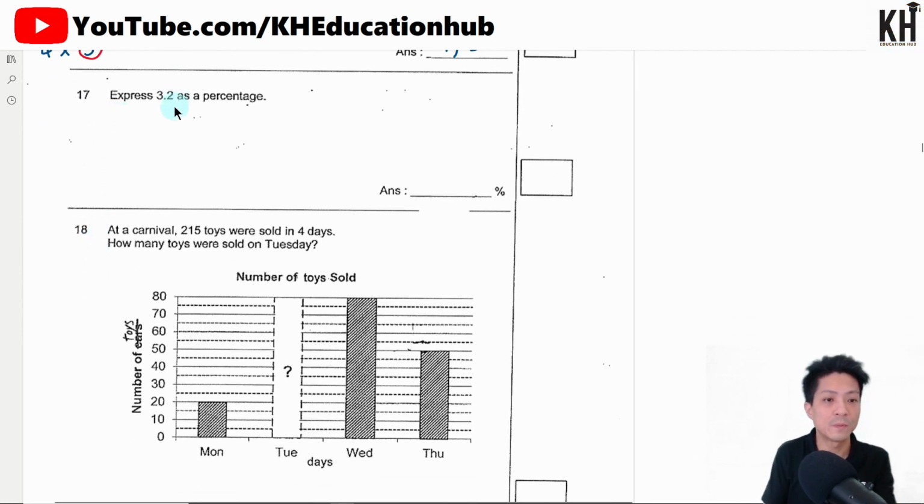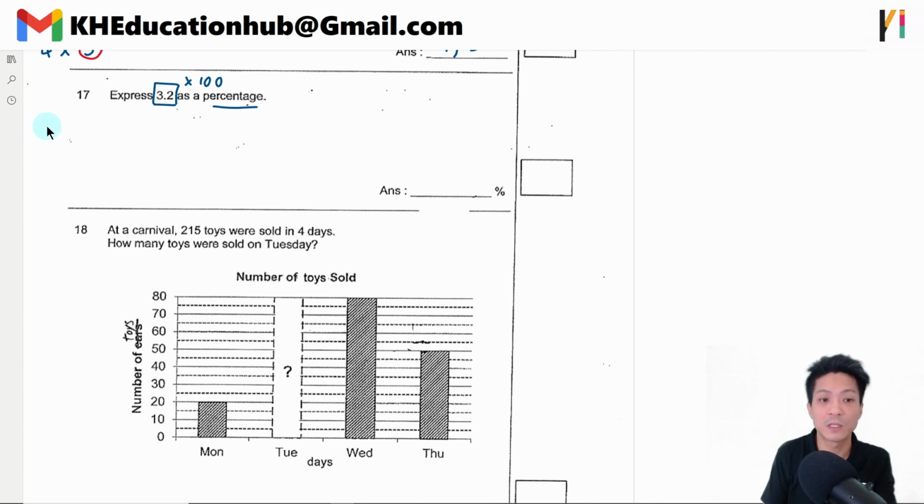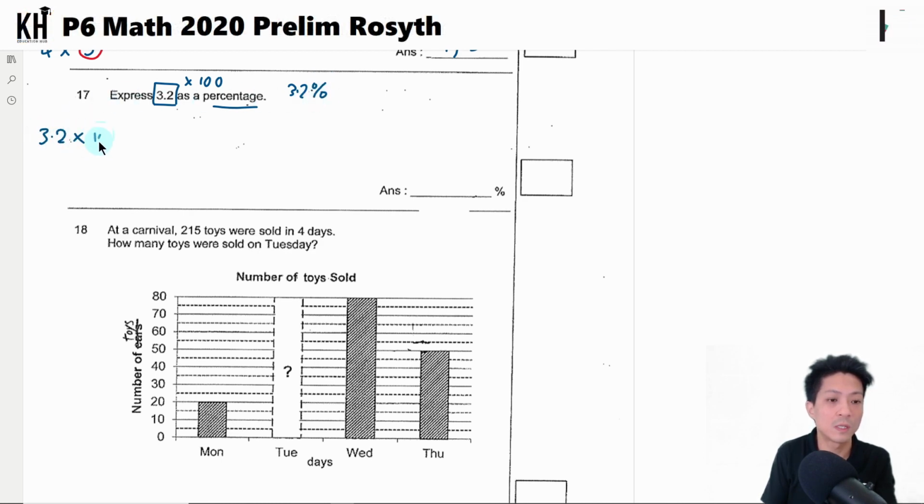Question 17, express 3.2 as a percentage. So remember, when you're converting to percentage, you multiply whatever they give you by 100. Be it a fraction or a decimal, just multiply it by 100. Be careful not to mistake this as 3.2%. A lot of students will make this mistake. So 3.2 times 100, do your jumping bean. It is going to be 320%.